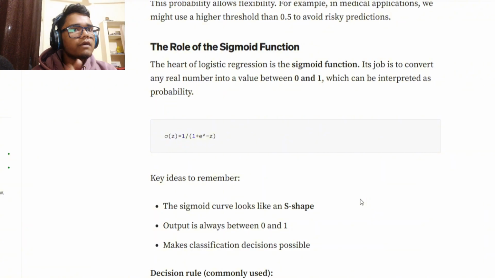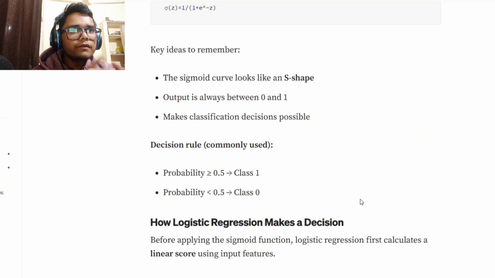Its job is to convert any real number into a value between 0 and 1, which can be interpreted as probability. Key ideas to remember: the sigmoid curve looks like an S shape, output is always between 0 and 1, and it makes classification decisions possible. Decision rules commonly used: probability greater than or equal to 0.5 is class 1, probability less than 0.5 is class 0.